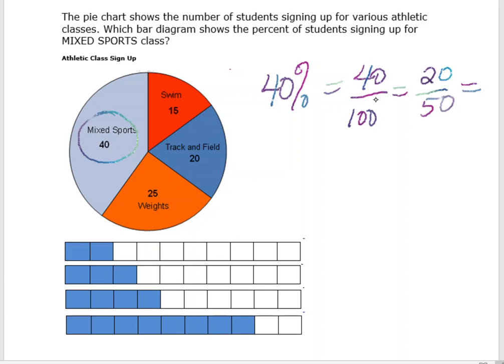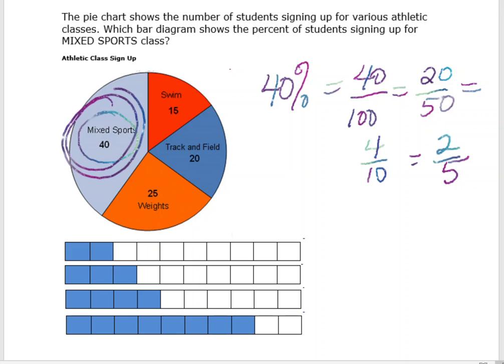We could divide the top and bottom by 2, and that's 20 out of 50. We could divide the top and bottom by 10, which gives 4 out of 10, or 2 out of 5. Any diagram that is shaded 20 sections out of 50 would be equal to 40%. Any diagram shaded 4 sections out of 10 would be equal to 40%. Any diagram that's shaded 2 sections out of 5 would be equal to 40%. So we can just take our percentage and write equivalent fractions and compare that to a diagram.